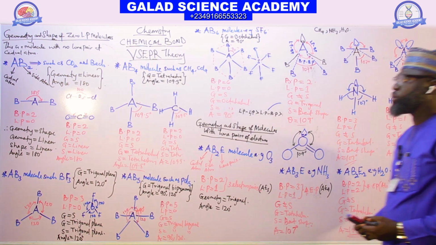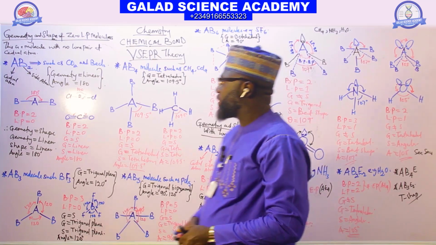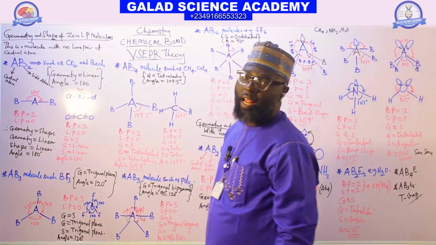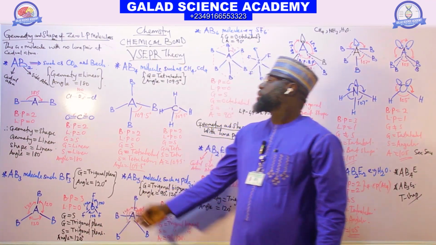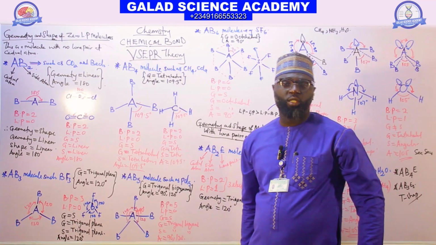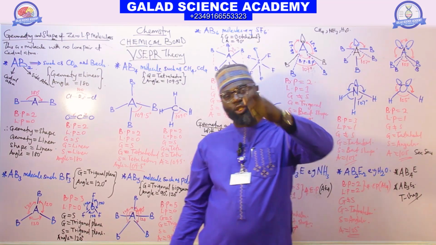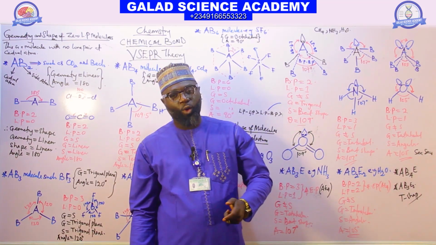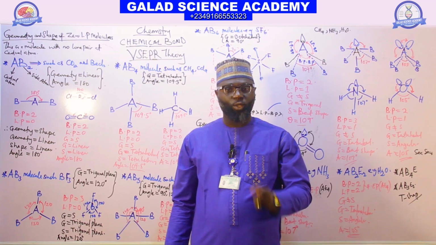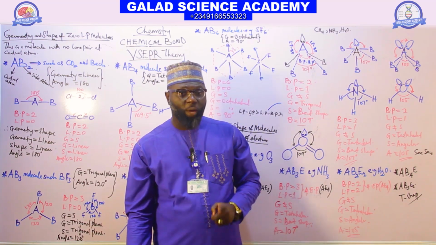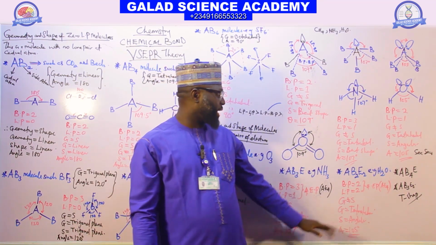That is all about valence shell electron pair repulsion theory, which we use to predict the geometry and the shape. Geometry can be determined by lone pair and bond pair, but shape can be determined by bond pair alone.